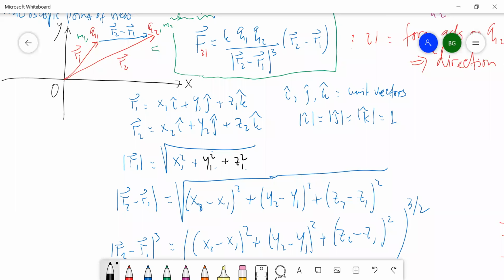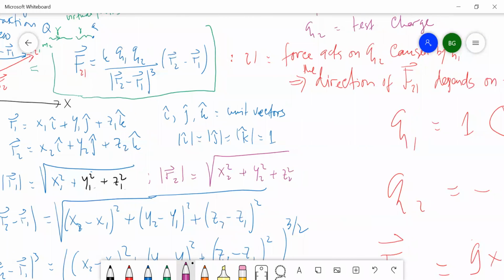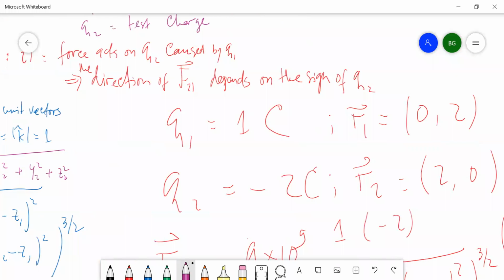Any comments? So we could say the length of R2 is basically the same, x2 squared plus y2 squared plus z2 squared. Any question? Okay, let us proceed to the example we discussed before.